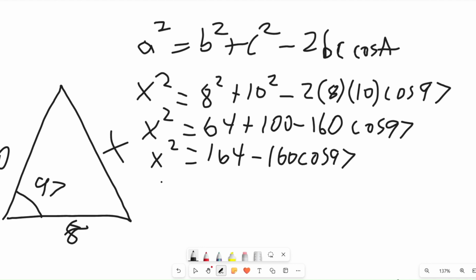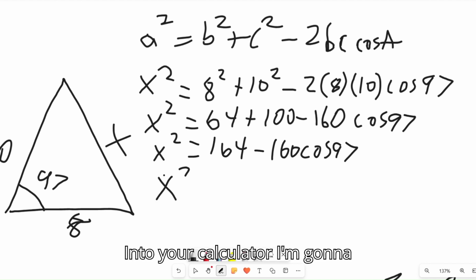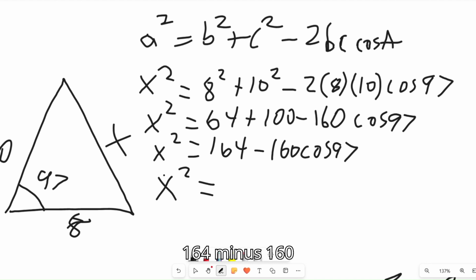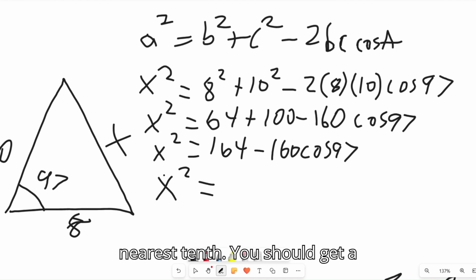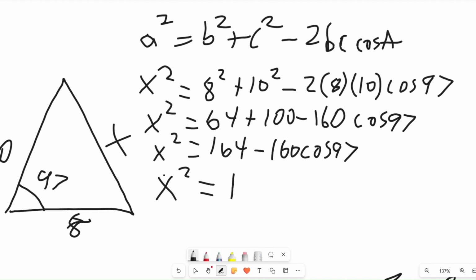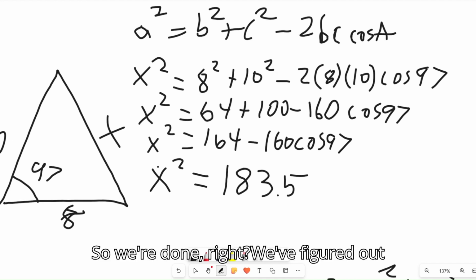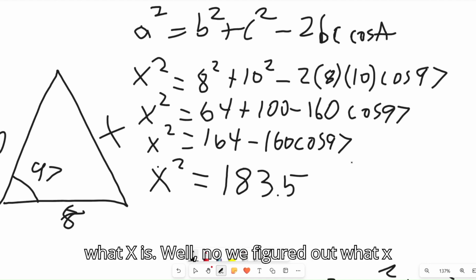Now, if you plug that into your calculator, I'm going to plug it into my calculator here: 164 minus 160 times the cosine of 97. And you should get about, rounding to the nearest tenth, 183.5. So we're done, right? We figured out what x is. Well, no, we figured out what x squared is.